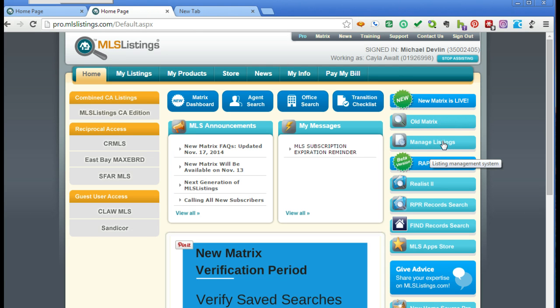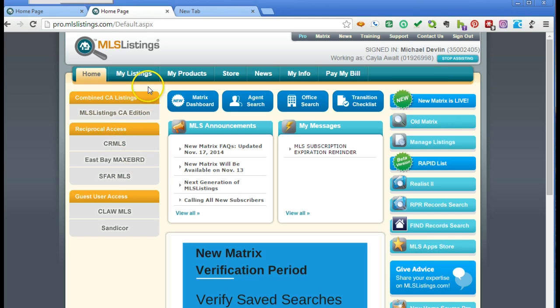Managing listings are what you do when you have a listing. Rapid List is what you do when you have a listing. Real List is a program that accesses the title company records that bring up information about when did they buy it and their taxes and all that other thing. RPR stands for the Realtor Property Resource, which makes really nice looking market analysis for people. I'm going to explain how to use it. Find is another way to find records. This works all over the place. App Store is where you can buy stuff.